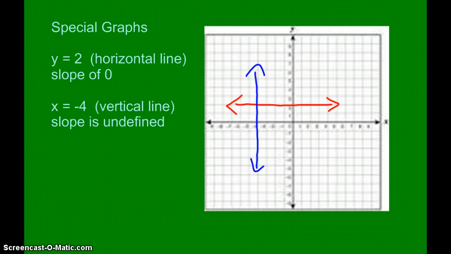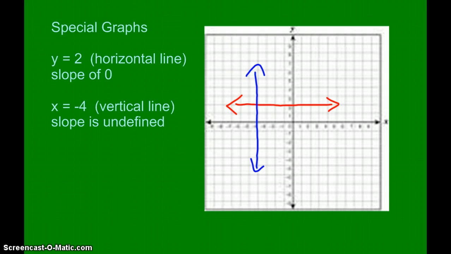A couple of special graphs that we need to look at briefly here are equations like y equals a number, where you do not have an x value in the equation. That means your slope was 0 in order to not have an x value in the equation, which means it's going to be a horizontal line. So the line y equals 2 is graphed in red here.